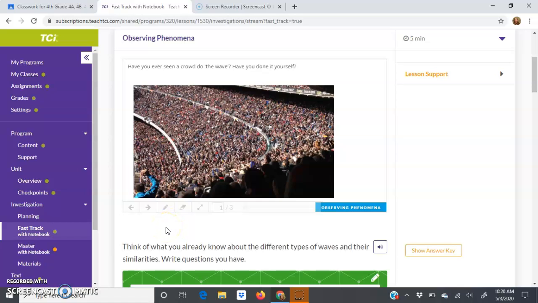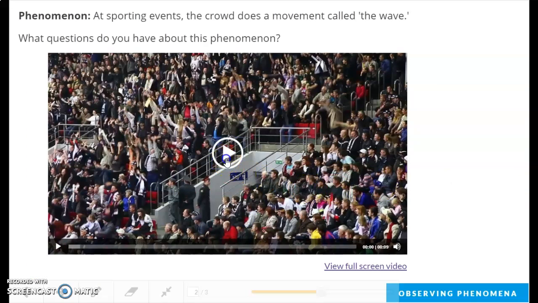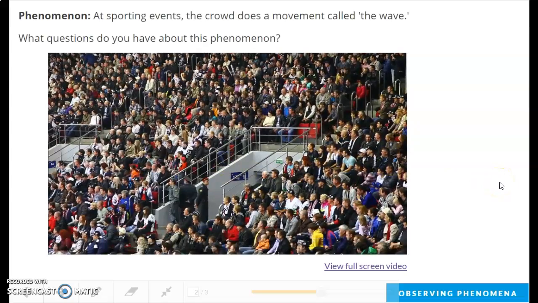If you think about different types of waves, maybe you all have seen a crowd do the wave, or maybe you've been a part of it. So we're gonna look at this here. We see a big crowd. I'll even expand it. All right, we see all these people. We see a huge crowd of people. Now we get to see them do the wave.